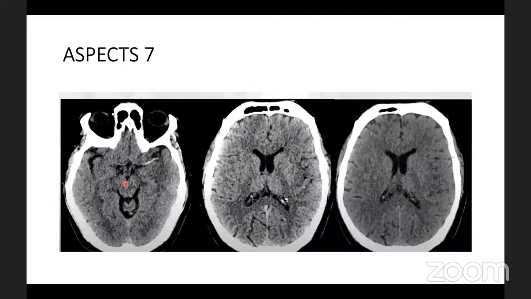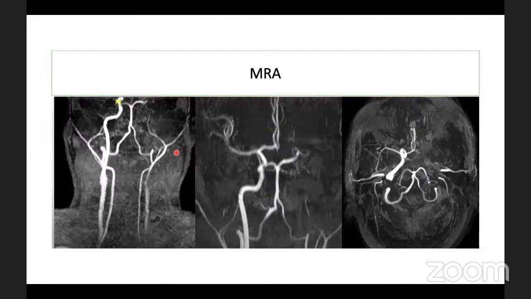Here we have a hyperdense MCA sign. On the CT ASPECT score, the caudate looks clear and the internal capsule looks clear. There is a doubt in the globus pallidus, lentiform nucleus, and the insular region, so maybe 1 or 2, and also in the M5 distribution. So CT ASPECT is around 9 with a hyperdense MCA on the left side. On MR, there is a total cutoff of the left ICA; no ICA is seen, only the ECA is filling through top angio.